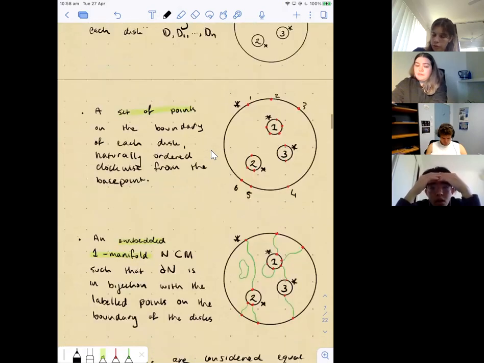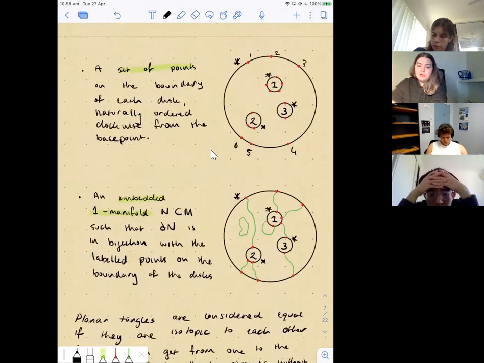And then finally, we have an embedded one manifold such that the boundary of the one manifold is in bijection with the labeled points on the boundary of the discs. And so you can see here marked in green, we have copies of the interval and copies of the circle embedded in this cut out disk space, where any boundary on this one manifold is connected to the marked points on the disks.